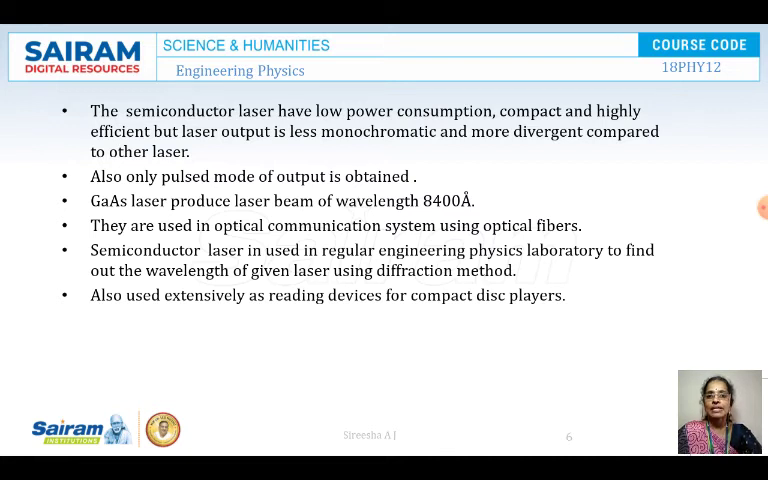Now the semiconductor laser has low power consumption, is compact and highly efficient, but the laser output is less monochromatic and a little more divergent compared to the CO2 laser. Also, only a pulsed mode of output is obtained. A gallium arsenide laser produces a laser beam of around 8400 angstrom. They are used in optical communication systems using optical fiber. A semiconductor laser is used in a regular engineering physics laboratory to find the wavelength of a given laser using the diffraction method. It is also extensively used in reading devices for compact discs.